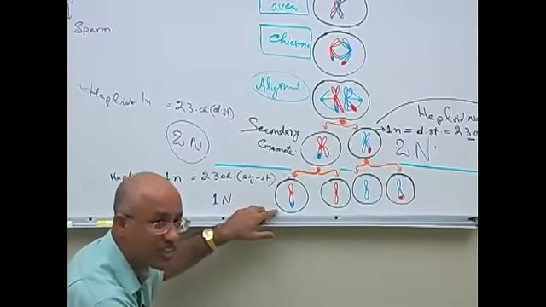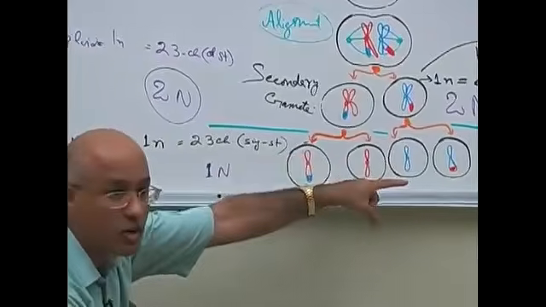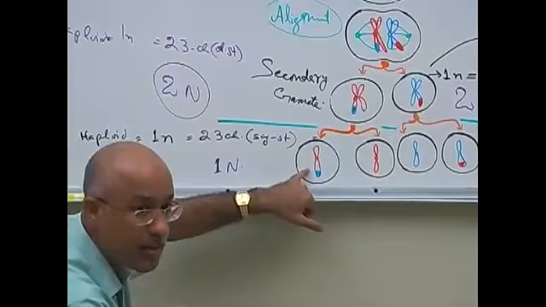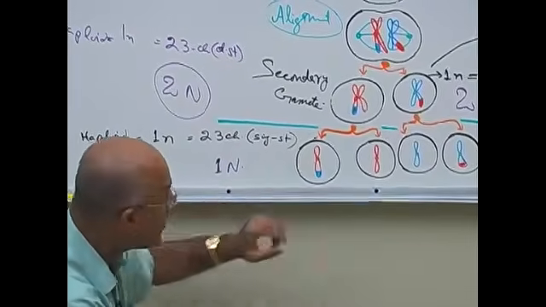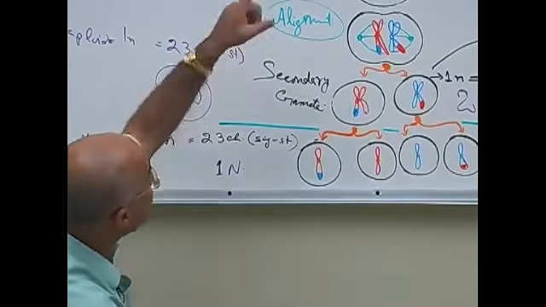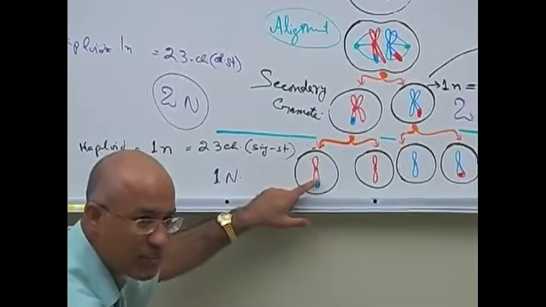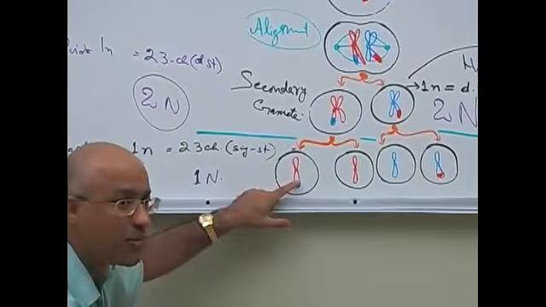Every chromosome is single structured, but every chromosome may be slightly different from other chromosomes due to crossover and random assortment, and the amount of DNA is 1n. Is that right? The advantage of this is that by the end of the meiotic divisions, first and second, every germ cell, sperm or ovum, has a haploid number of chromosomes.